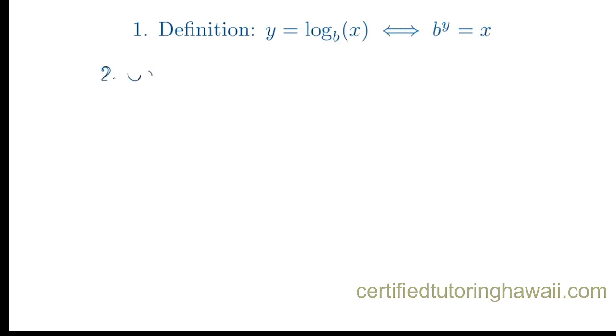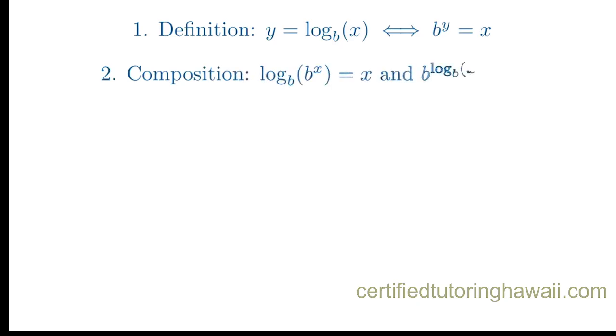First, the definition. An exponential equation, b to the power of y equals x, can always be rewritten as a logarithmic equation, y equals log base b of x. This is the fundamental bridge. Second, composition. As we saw, plugging an exponential into a logarithm of the same base, or vice versa, will always return your original input. They are inverses.